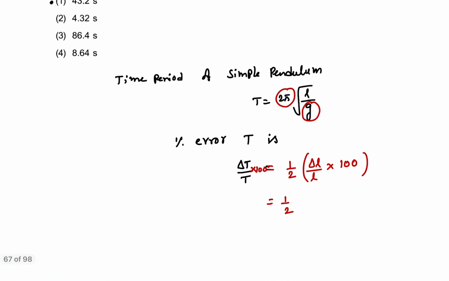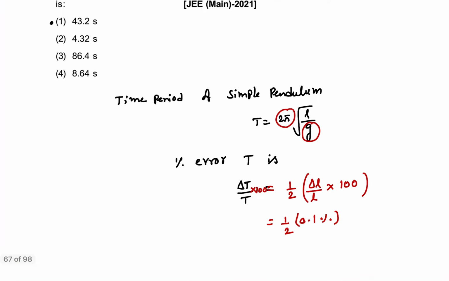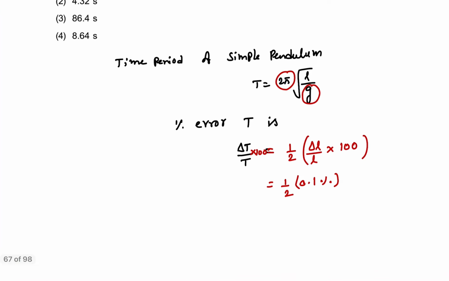So I have written that. Now you can write it as 1 by 2 into delta L by L into 100, whose value they have given as 0.1%. The length of the pendulum clock increases by 0.1%. They have given that. You need to calculate how much the error in time per day is.